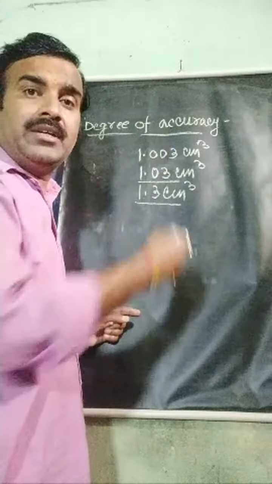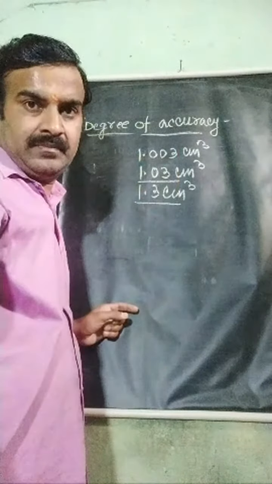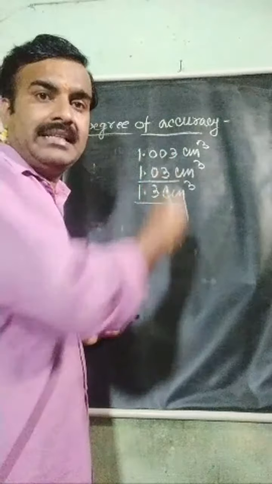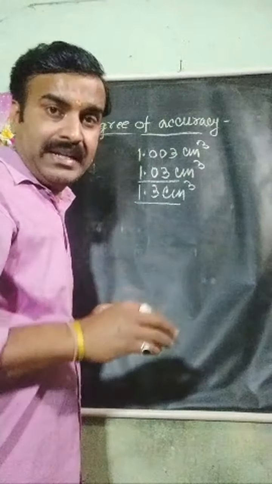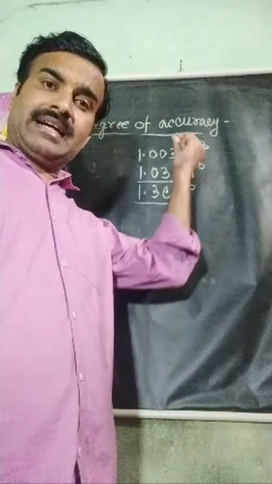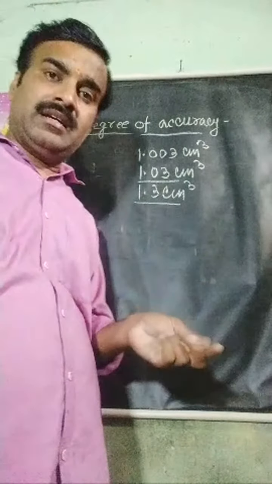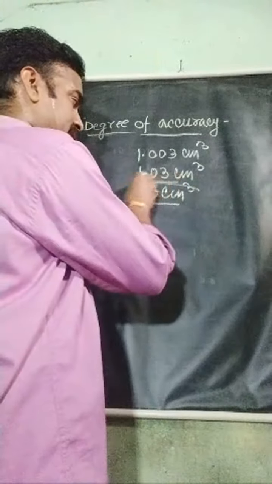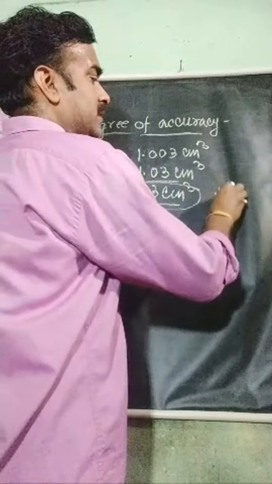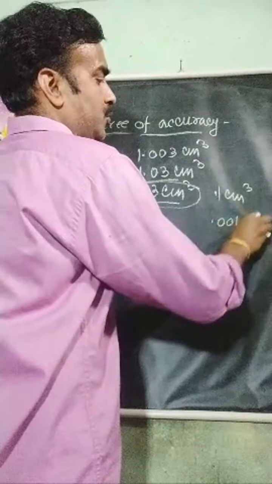So once we are going to write the final result, it will be quite difficult for us, because every time we are getting a different result. So it is better to write up to this extent. That means 0.1 centimeter cube, not 0.001 centimeter cube.